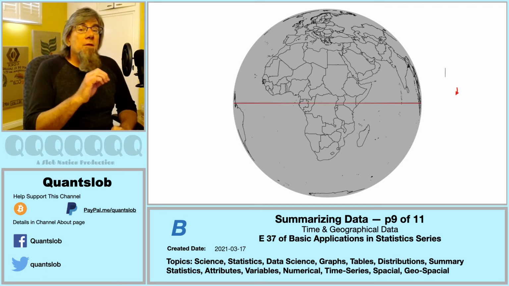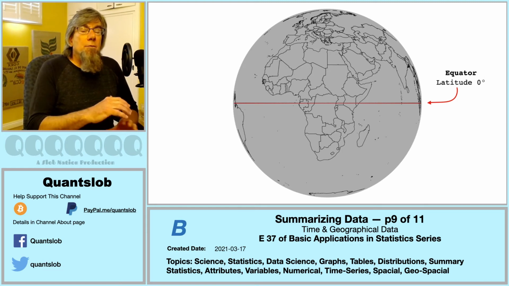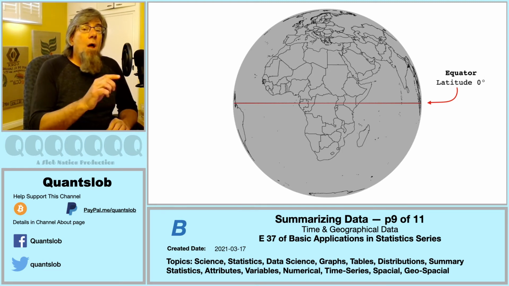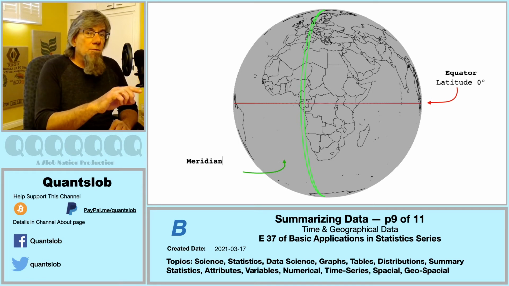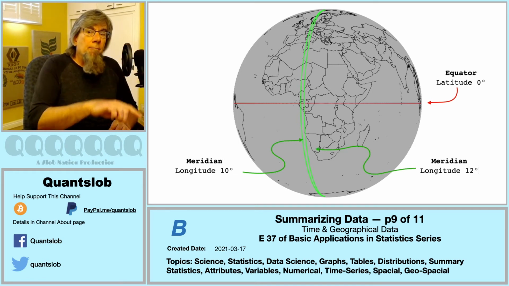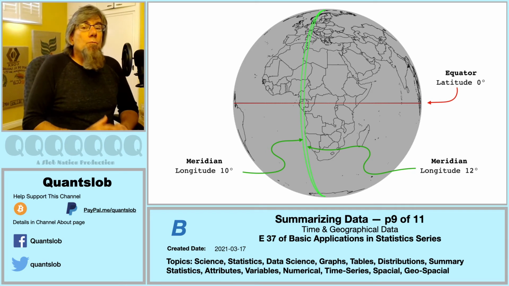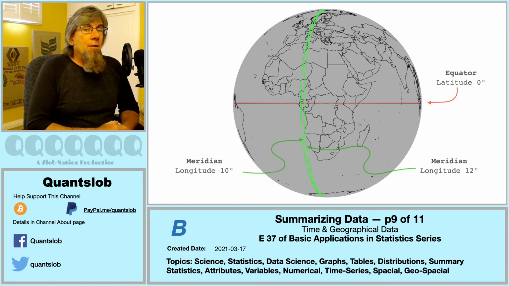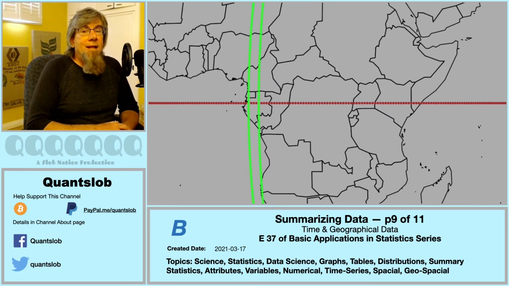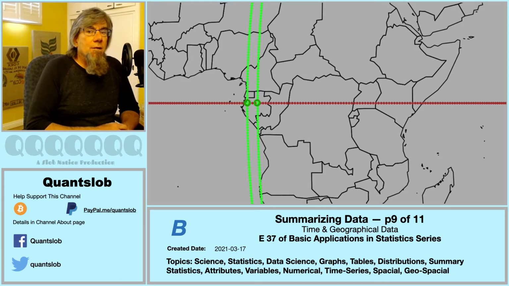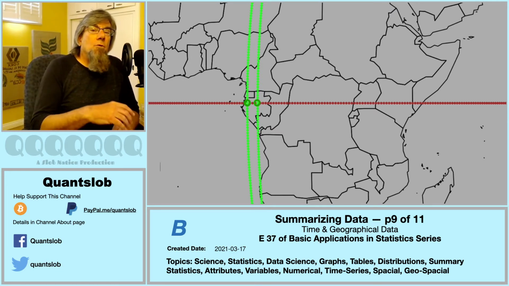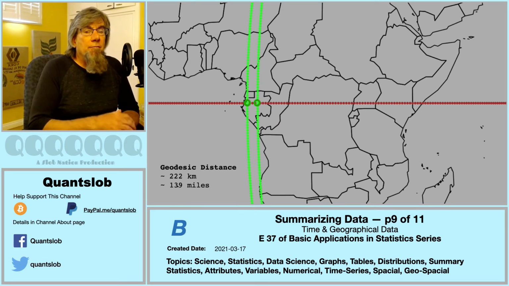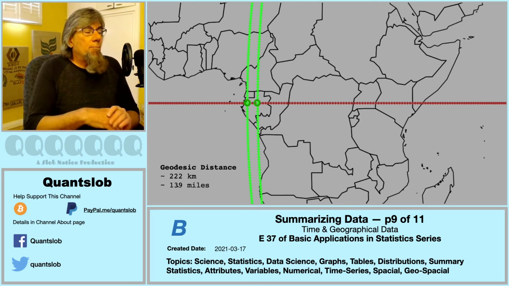Let's dive in here. The equator defines something close to a great circle at latitude 0. Lines of longitude here are known as meridians, and these lines run from pole to pole. For illustration, we're showing two meridians, 10 degrees longitude and 12 degrees longitude. If we are on the equator and I'm at 10 degrees longitude, this is in the city of Afakma in Gabon, and you're at 12 degrees longitude around the Avindo National Park area, we would be separated by about 222 kilometers, or about 139 miles, as the crow flies.